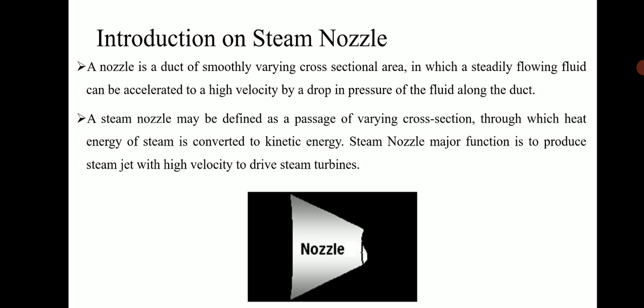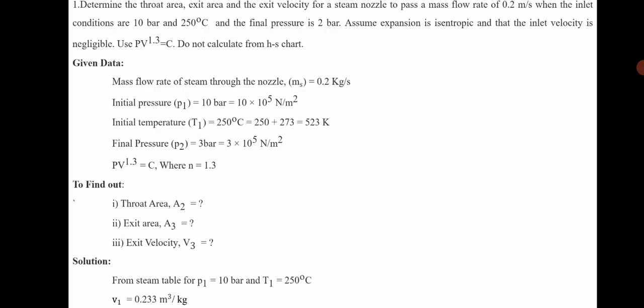Now we are going to discuss problem number 1. Determine the throat area, exit area, and velocity for the steam nozzle to pass the mass flow rate of 0.2 kg per second when the inlet conditions are 10 bar and 250 degrees Celsius and the final pressure is 2 bar. Assume the expansion is isentropic and the inlet velocity is negligible. Use PV^1.3 = constant. Don't use the HS chart.